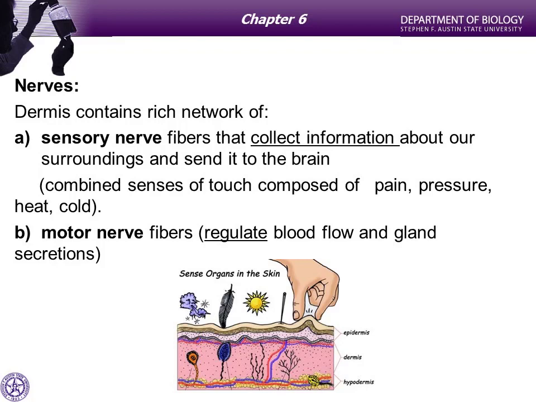So, like everything else, we're trying to balance that out. So we need receptors to let us know, too hot, too cold. Now, we also have motor nerves.